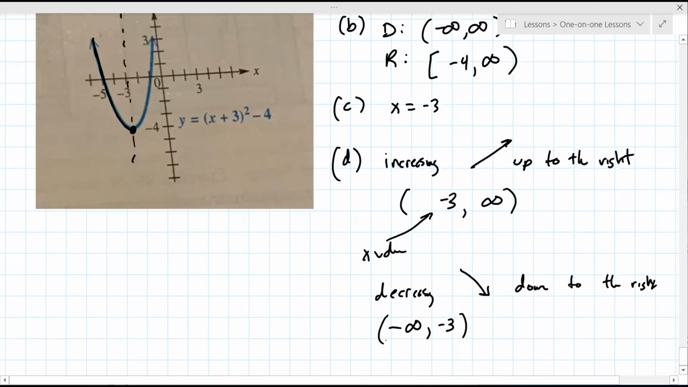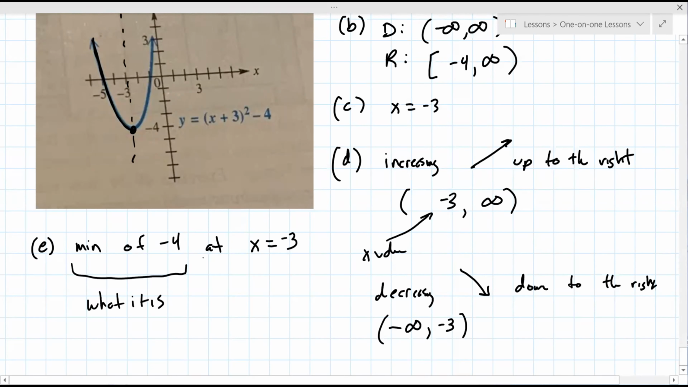State whether the vertex is a max or min, and give the corresponding maximum or minimum. Minimum. Okay. Minimum at -3, -4? In a business calculus class, this comes up a lot, and it's really a full sentence. It's a minimum of -4 at x equals -3. The first part is what it is, and the second part is where it is.